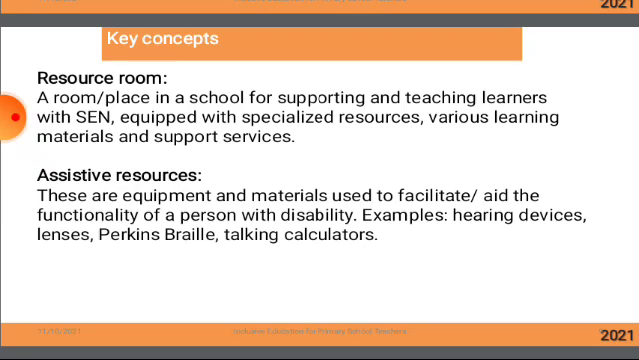Assistive resources. These are equipment and materials used to facilitate or to aid the functionality of a person with disability. For example, hearing devices, lenses, Parkins braille or braille textbooks, talking calculators, and others. As you understand, they are assistive resources. Any equipment or material used to facilitate or to aid the functionality of a person with disability refers to assistive resources.